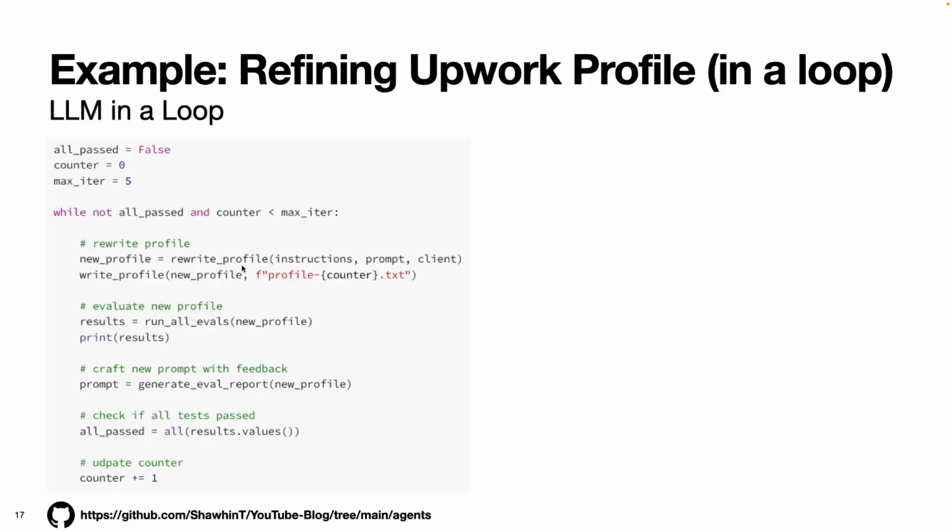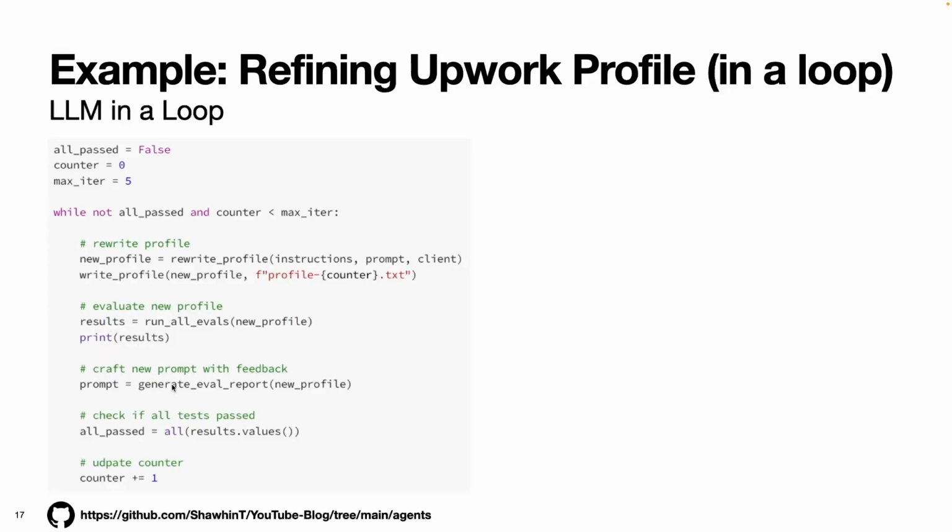So the first thing that happens is that the profile is rewritten. This takes in the instructions that we defined earlier and the prompt we defined earlier, and then client is just the connection to the OpenAI API. This will rewrite the profile, and then I have this function to save the profile text as a .txt file. Once we have that, we can run all the evaluations. So this will return a dictionary with the test results.